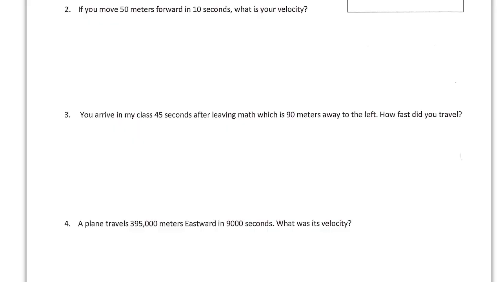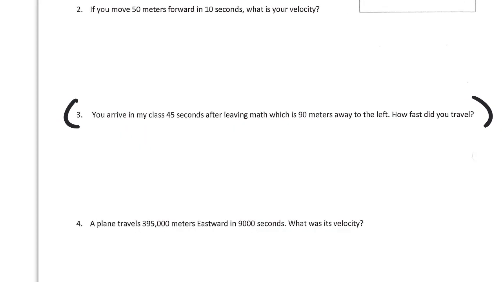So when we take a word problem, and I understand that many students tell me that word problems are the hardest part of learning science and math, what I find is that we need to read the sentence once. You arrive in class 45 seconds after you leave math class, which is 90 meters away to the left. So which way are you moving? Are you moving to the right or the left? Let's not overinterpret this, but basically we know that you're moving 90 meters left.